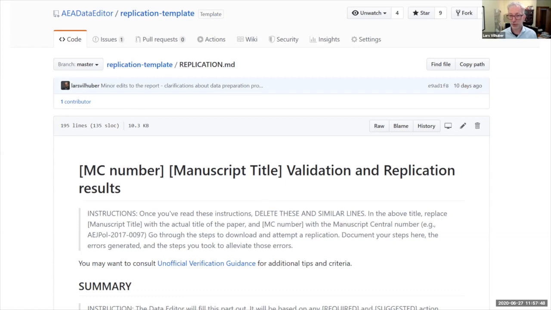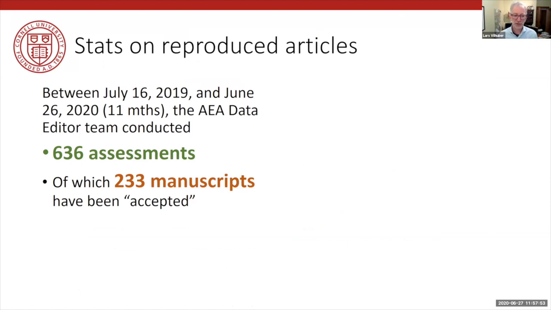You want to pre-fill it for us? Please be my guest. That'll make our life so much easier. So in the past year, we've done about, if I counted right last night, 636 assessments, right? So most articles go through at least a second time, and sometimes more. We have so far 233 manuscripts accepted, so they either have been published or are scheduled to be published, and we're done with that. And there are obviously some others that are always being processed at this point.